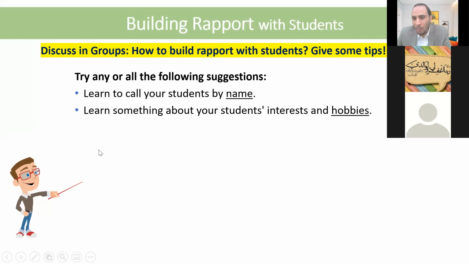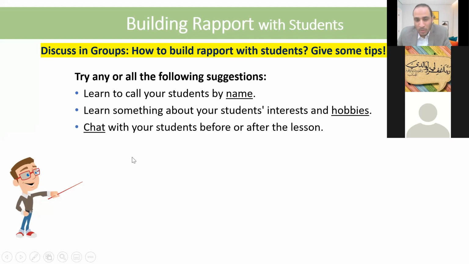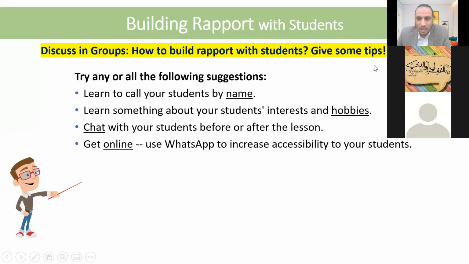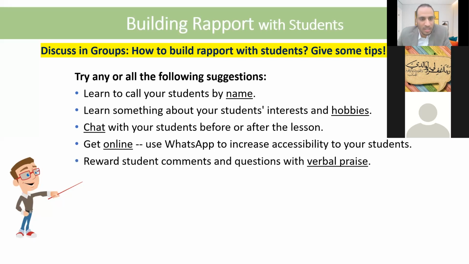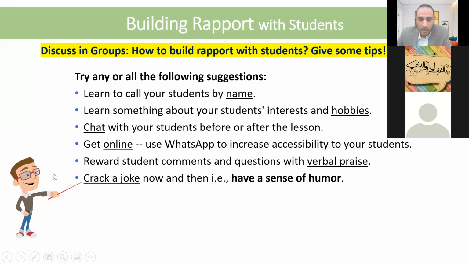Learn something about their hobbies, their interests, chat with them before or after the class, or even away from the session. Get online, have a chat with them on WhatsApp or Facebook Messenger, or if you have a group. Reward. I heard one of you talking about this, that we praise the action, not the student. So verbal praise, crack a joke, be funny, have a sense of humor.